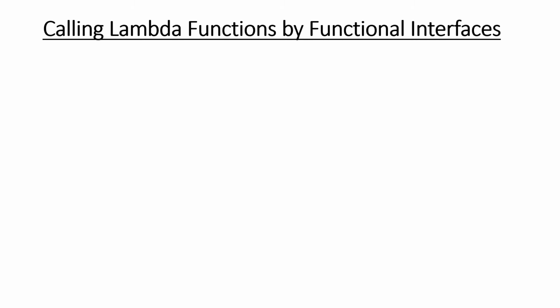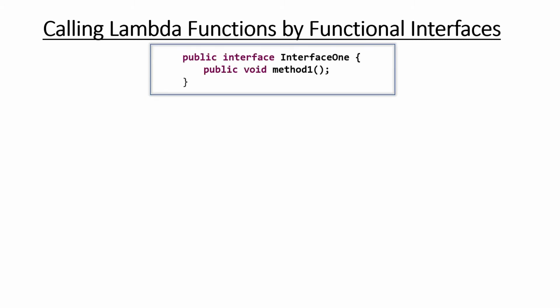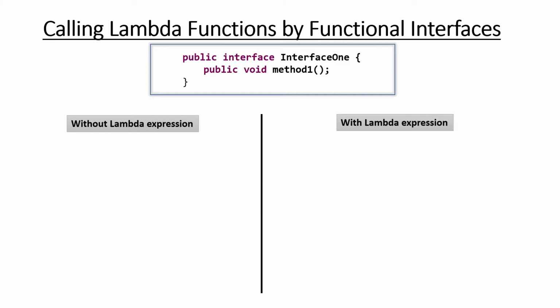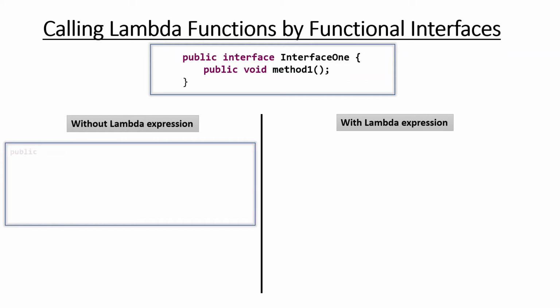Here we'll try to understand how we can call or invoke a lambda function using the functional interface. We have a functional interface, Interface1, which has one abstract method, method1. Right now forget about the lambda expression. Tell me, how will you provide implementation to this interface in Java 7 without any knowledge of lambda expressions? You will write a class that implements this interface, and this class will provide the implementation for the method defined in Interface1, that is method1.